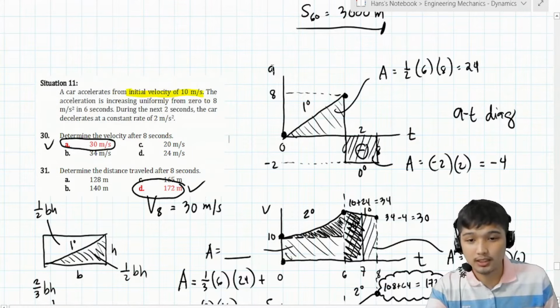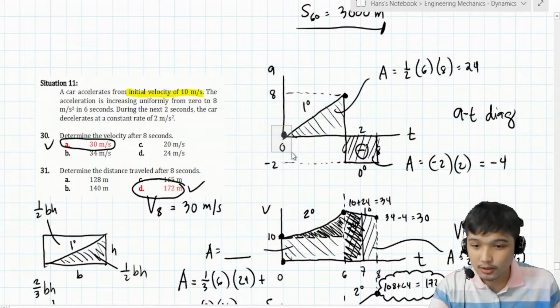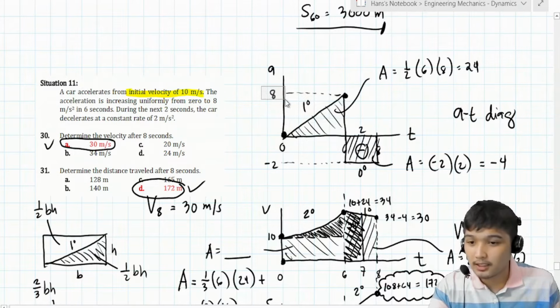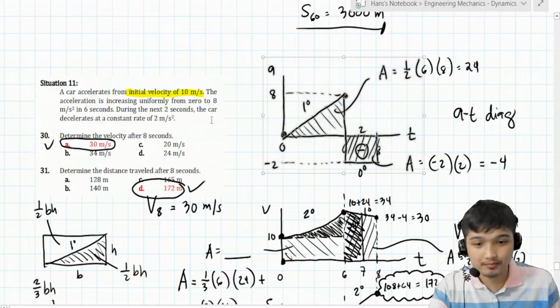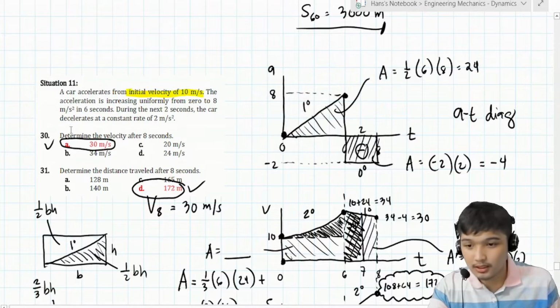So, ito yung diagram nun, guys, no? So, initially, nasa 0 yung acceleration and then increasing uniformly up to 6 seconds. At 6 seconds, na siya, 8 meters per second squared. And then, after that, 2 more seconds, nagde-decelerate na siya ng 2 meters per second squared. So, ito yung acceleration time diagram natin. Ang tinatanong is determine the distance traveled after 8 seconds.